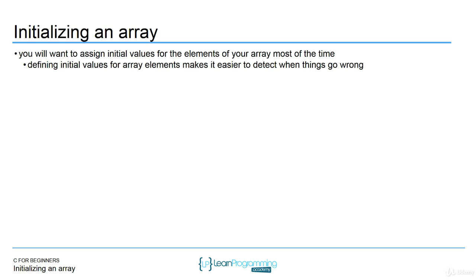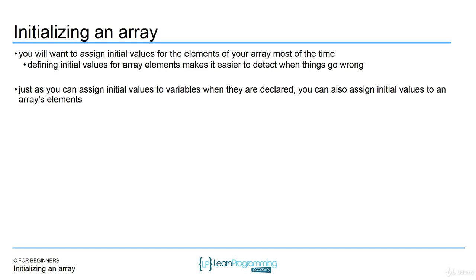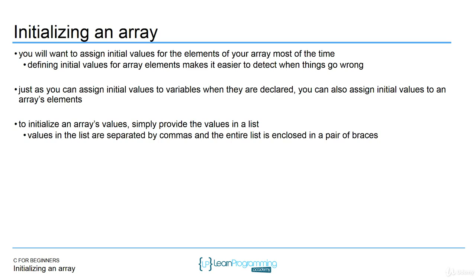I wanted to quickly talk about how you can do it in an array because there's different ways to do it. Just as you can assign initial values to variables when they are declared, you can also assign initial values to an array's elements when it is declared. To initialize an array's values, you simply provide the values in a list. The list is separated by commas and the entire list is enclosed inside a pair of curly braces. It looks something like this.